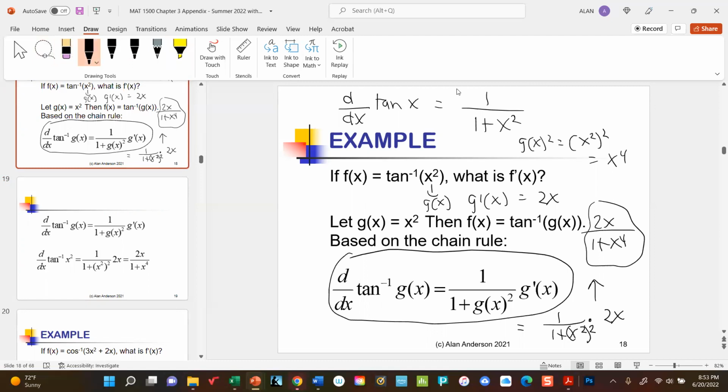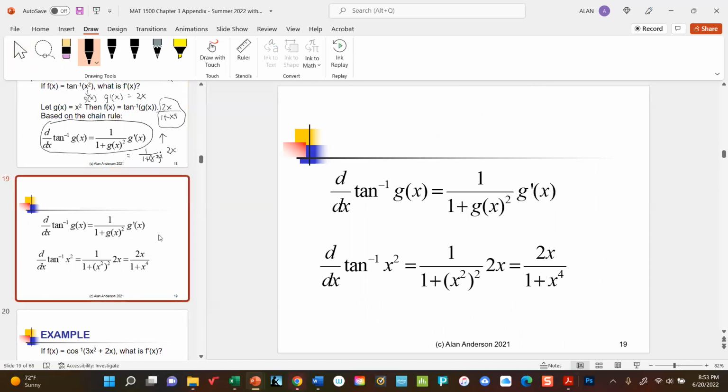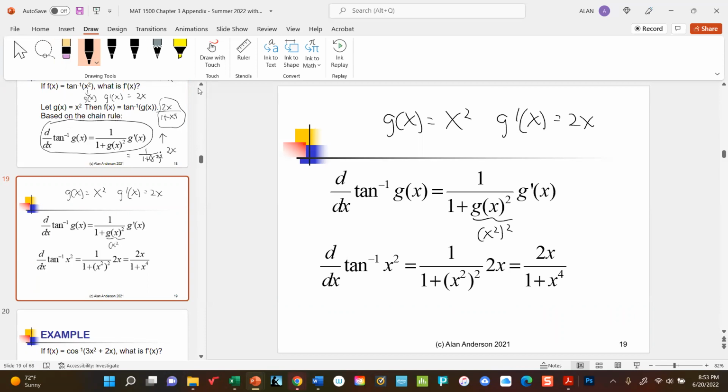Okay. So in spite of that, in the next slide, it's all written out more clearly. You can see that since g of x is x squared, which implies that g prime of x is 2x, we're going to end up with 1 over 1 plus x squared, times 2x, which we can simplify to 2x over 1 plus x to the 4th.